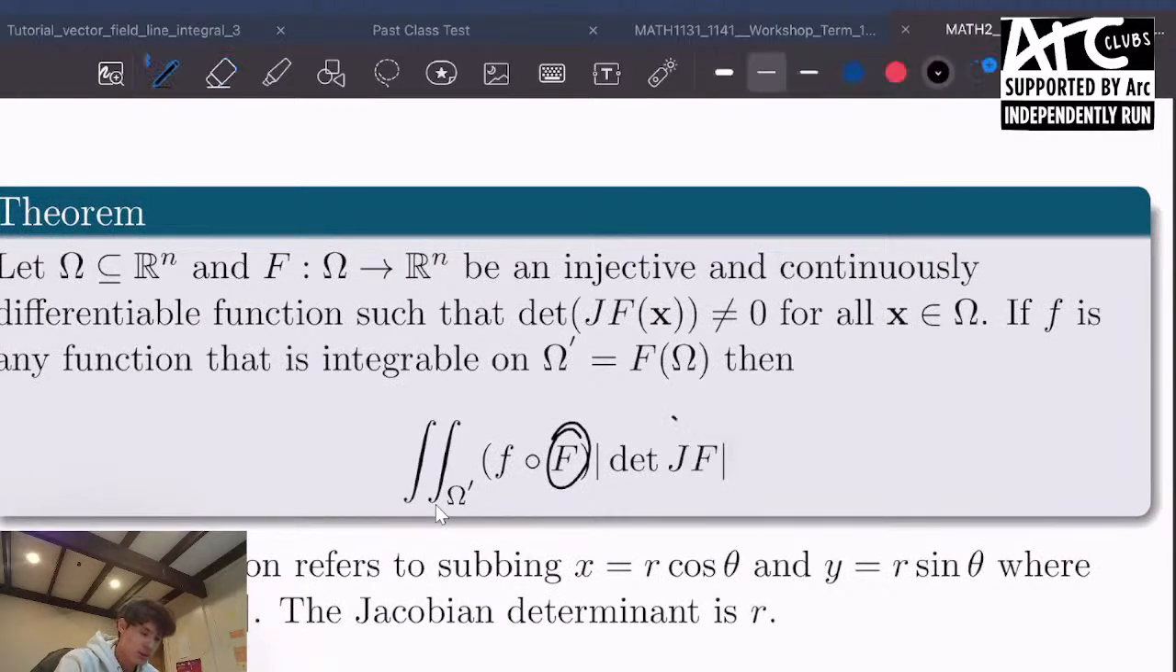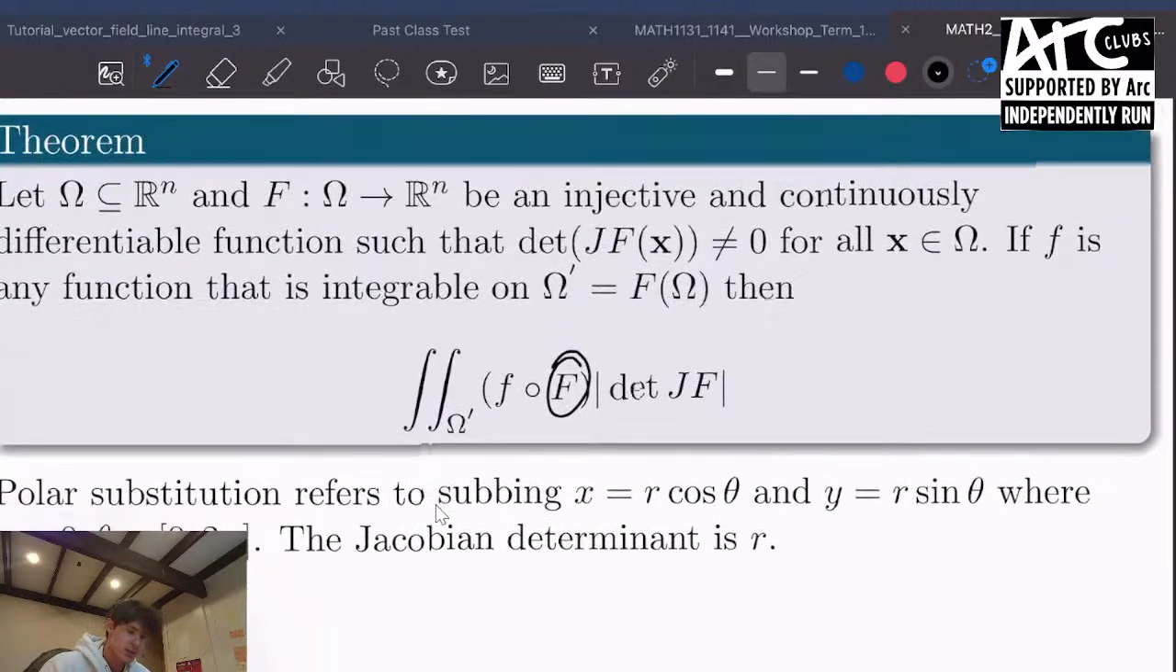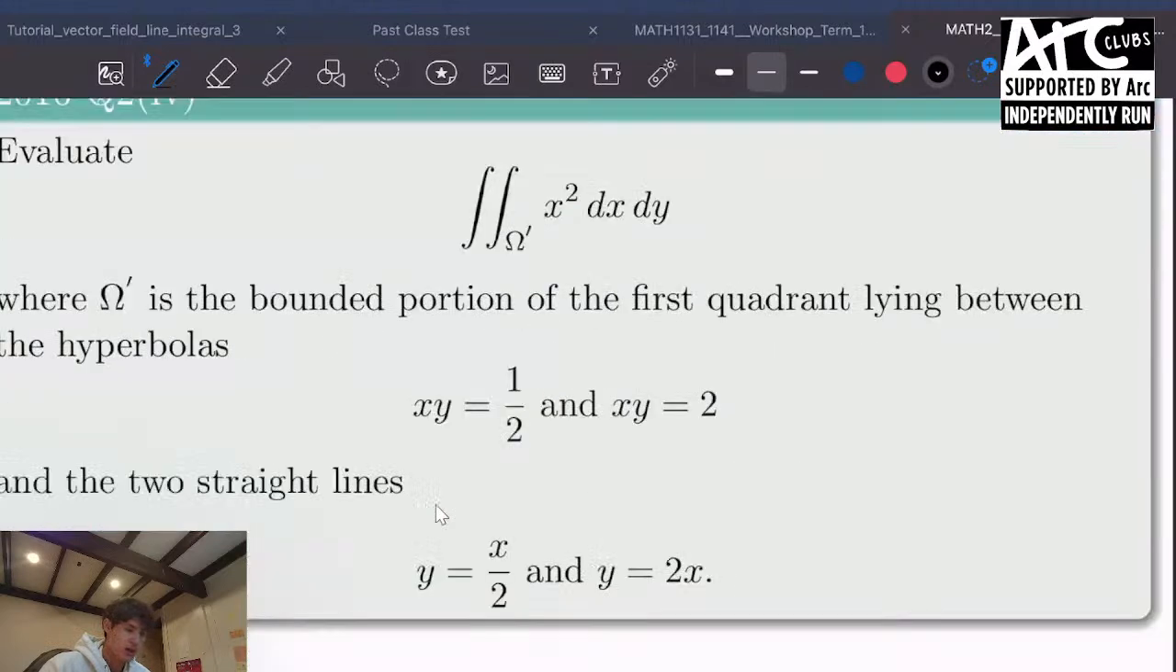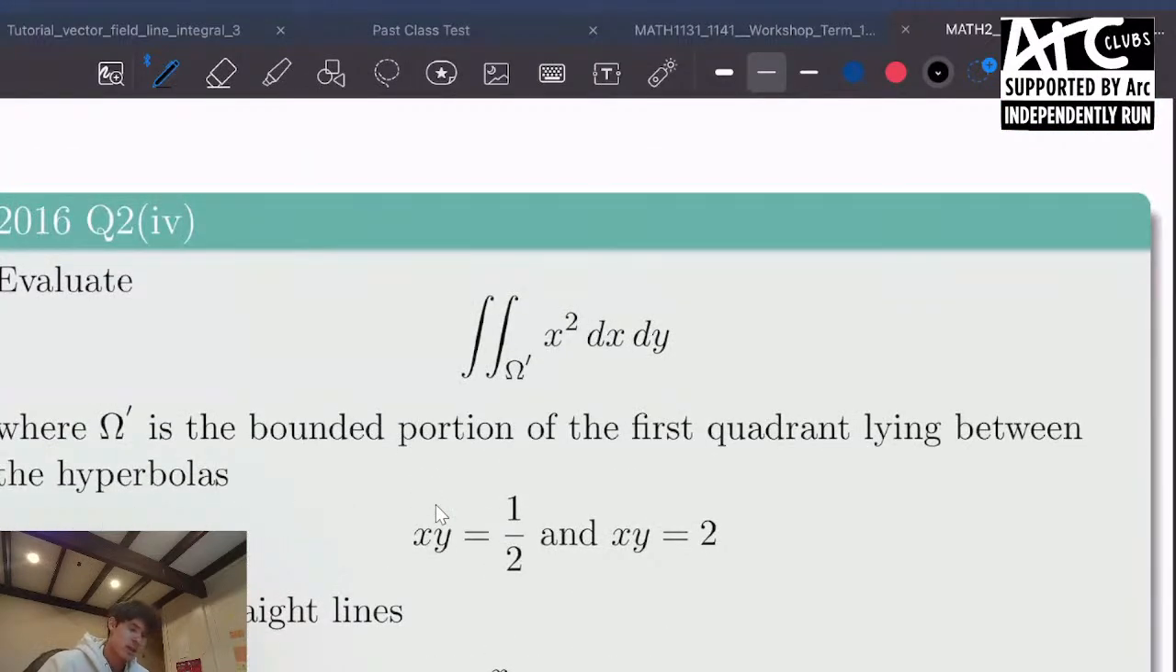So the reason why we need to multiply this by this determinant is so that the way area scales remains the same under the change of variables. So the easiest way to understand what's going on with this theorem is just to apply it in a question. So let's look at this question.